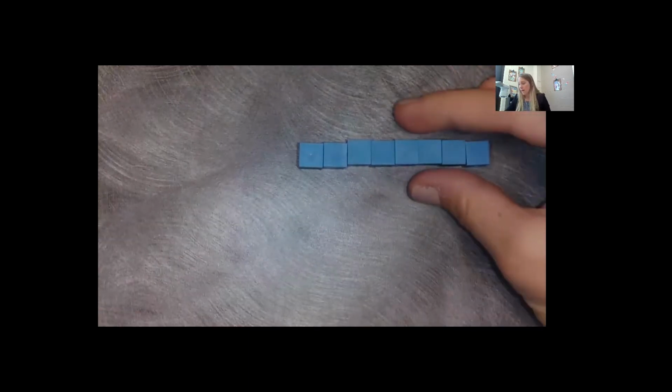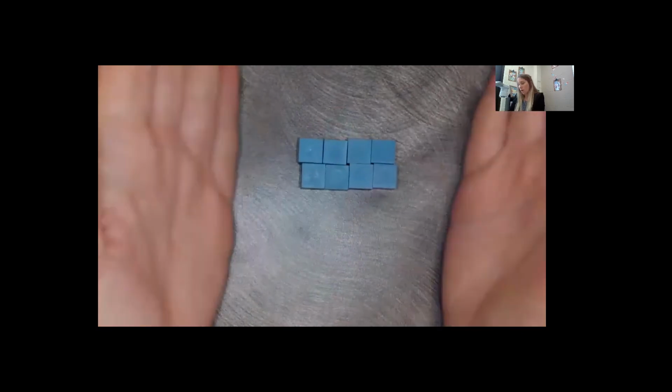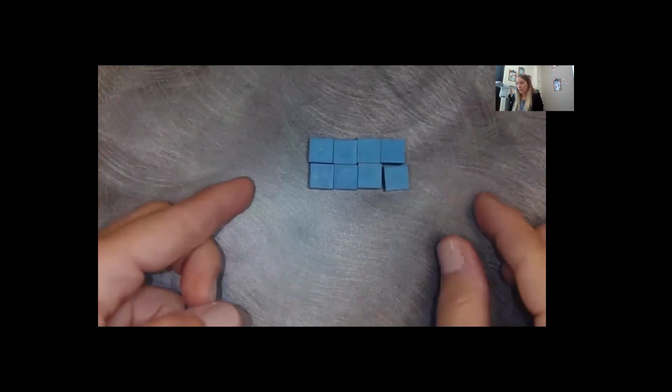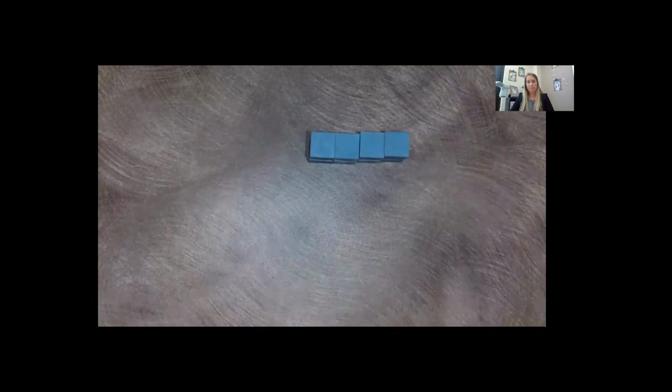What about if I arrange them in 2 rows of 4, like so? Did I create a rectangular prism? I did. What if instead of having it flat, I picked up one of the rows and I stacked them? Is that still a rectangular prism? You're right, it sure is. Can you think of another way I could arrange my 8 cubes to make a rectangular prism?